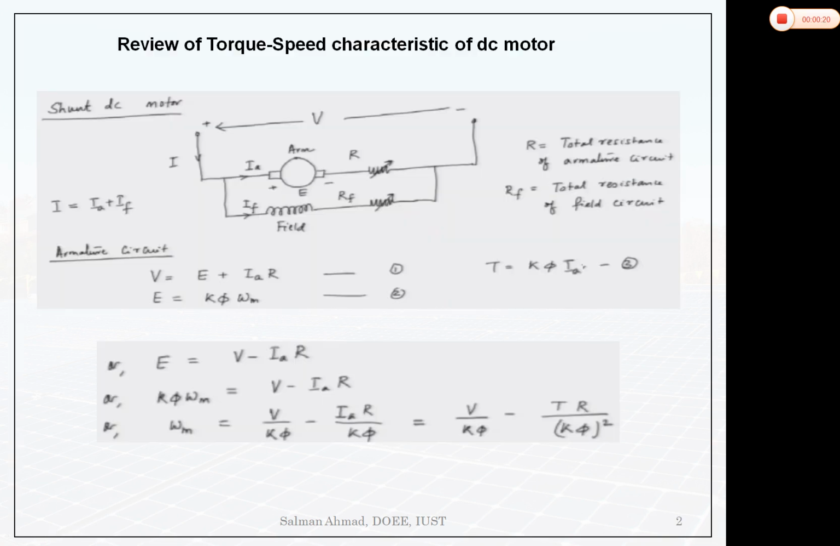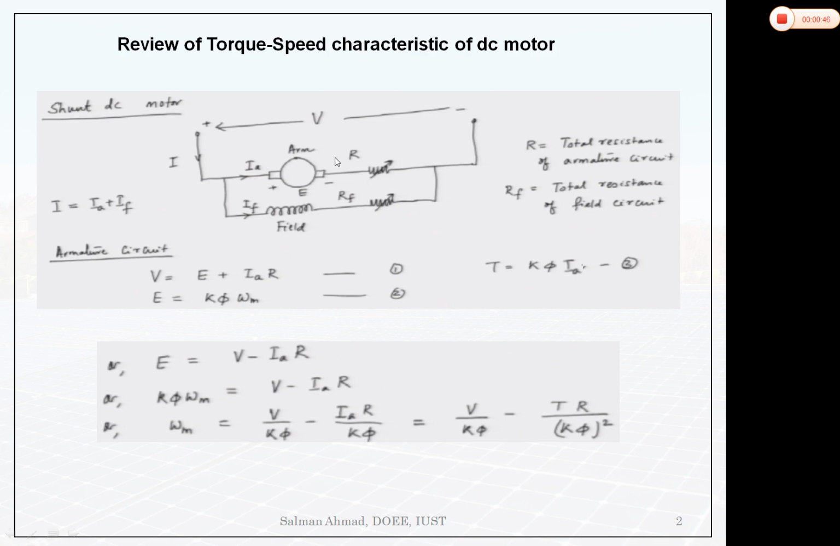So first I'm taking shunt DC motor. This concept is also valid for separately excited DC motor. So in shunt motor, what we are having? We are having one armature winding or armature circuit, and we are having one field winding. The field winding is connected in parallel with the armature winding. In the armature circuit, we are having one variable resistance.